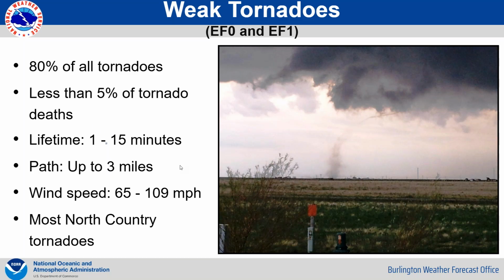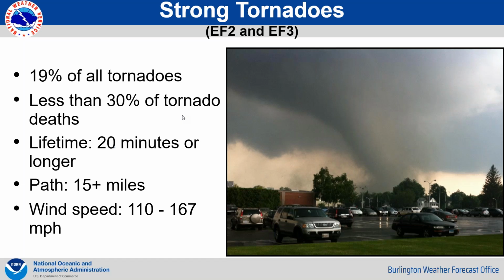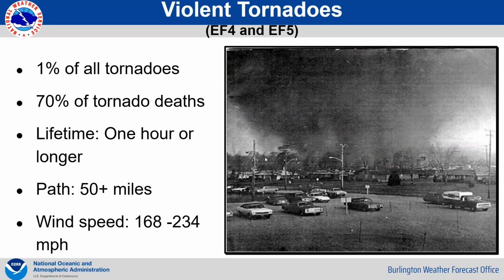80% of all tornadoes are going to be these weak EF0s and EF1s, and they account for less than 5% of tornado deaths. They last short time frames. Most of our North Country tornadoes are going to be in this realm. Strong tornadoes account for about one in every five tornadoes that develop. They are less than 30% of tornado deaths still, with lifetimes of about 20 minutes or longer and path lengths of about 15 miles due to more favorable conditions.